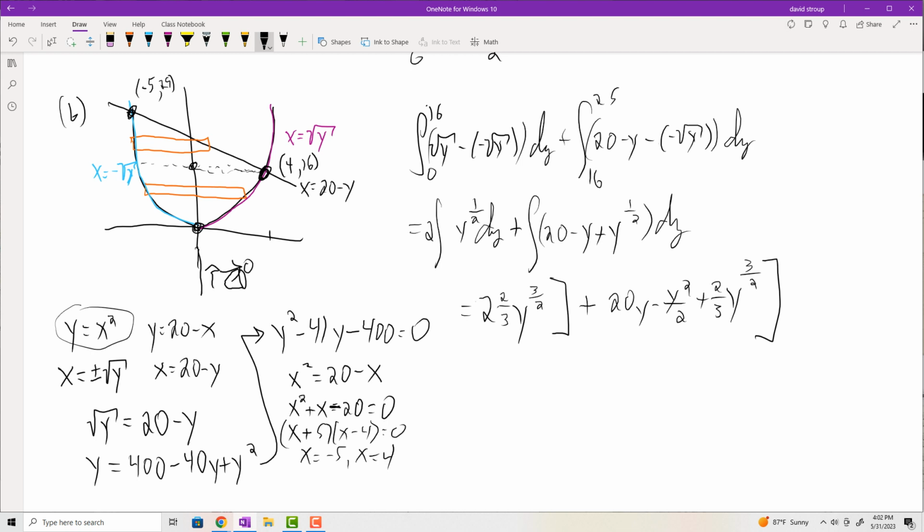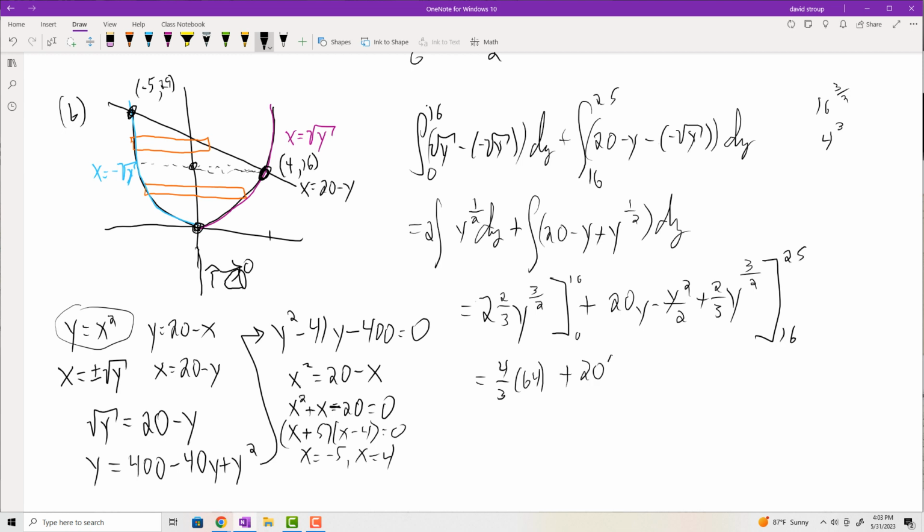And then, let's see what we got. Oh, so I have to evaluate from 0 to 16. So I have 4/3 and 16 to the 3 halves. That's just 4 cubed, which is 64. And then minus 0, and then plus, now I have to put in 25 and 16, right?